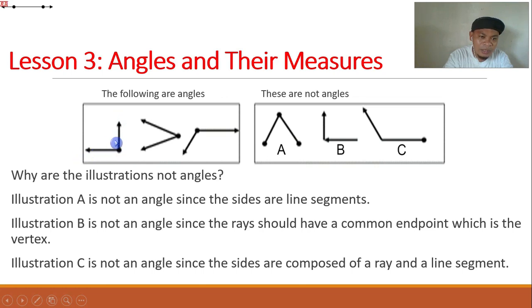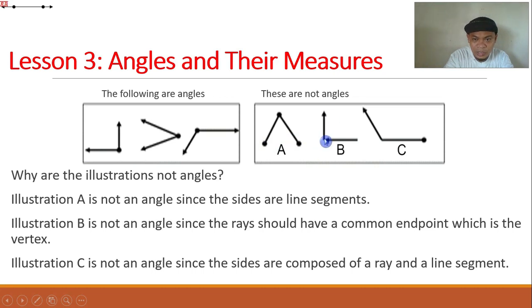Yung ating rays, di ba, may arrow. Ito rin, dalawang rays, arrow. Common endpoint, arrow. These are not angles. So nakita natin ito, this is not an angle, kasi endpoint to, endpoint din to.